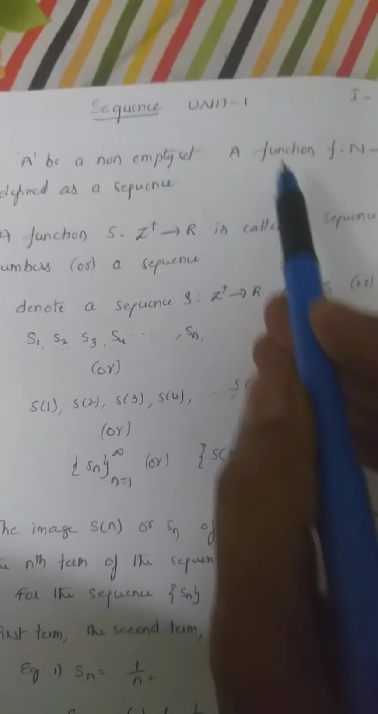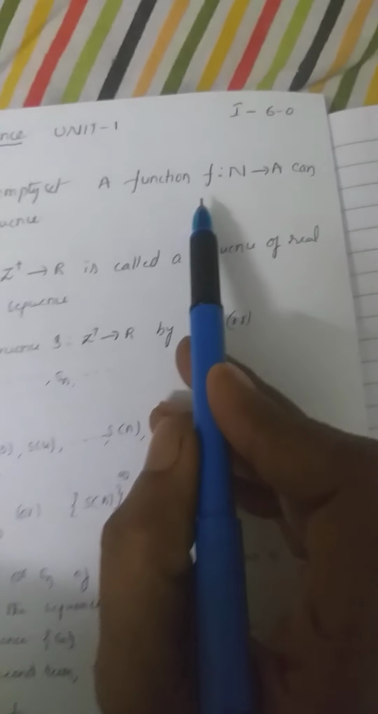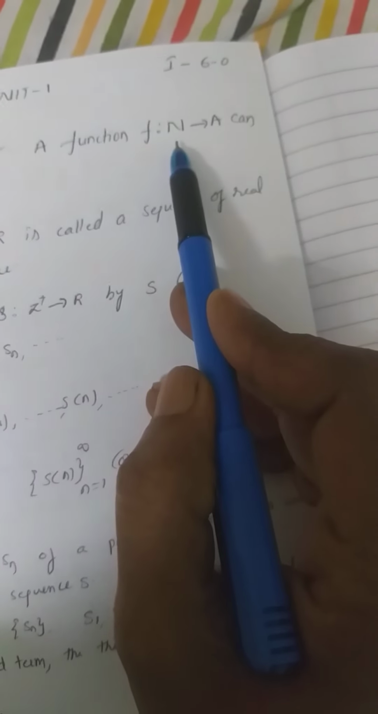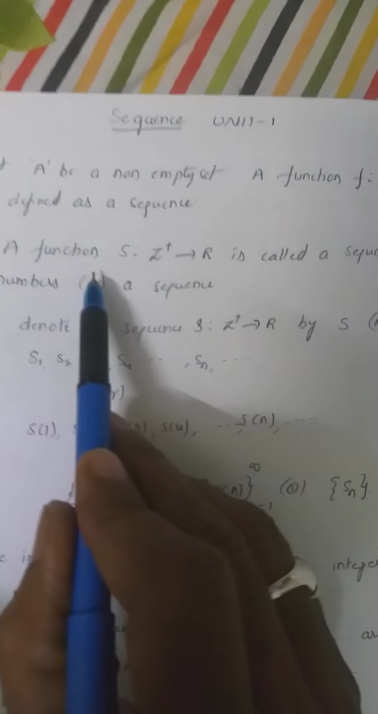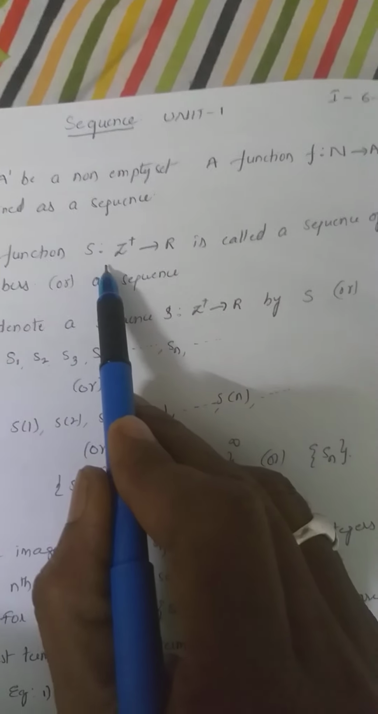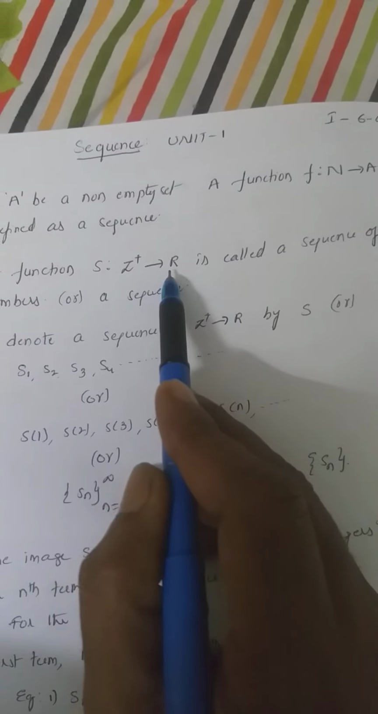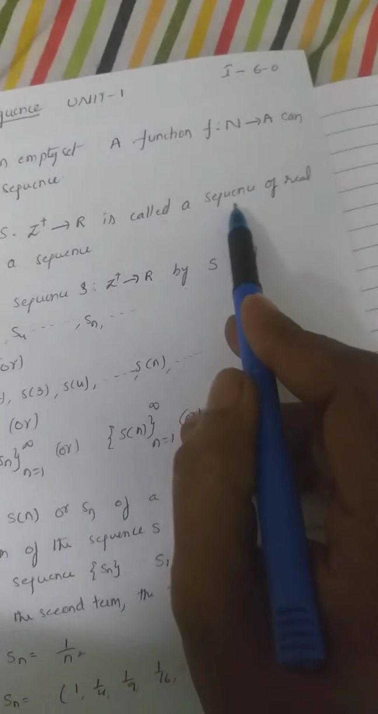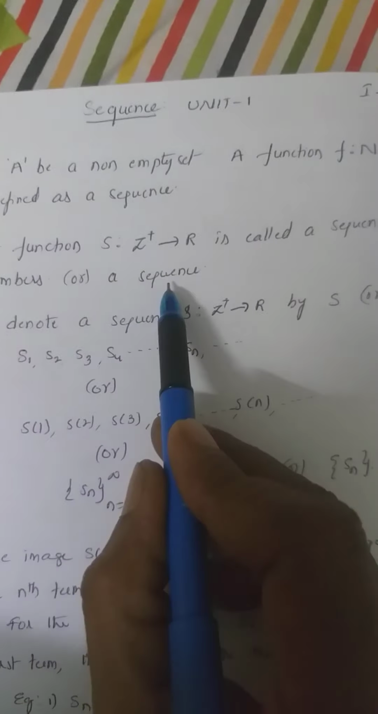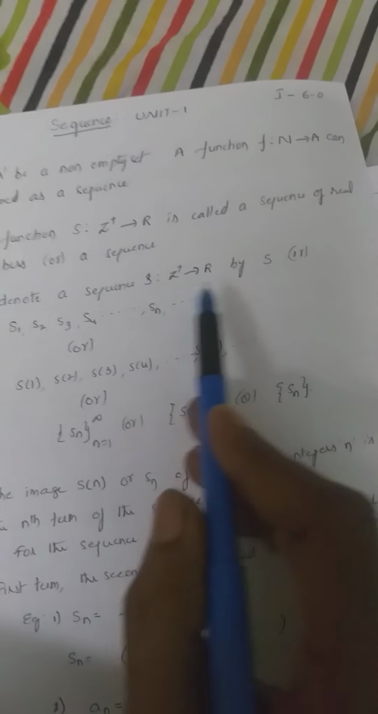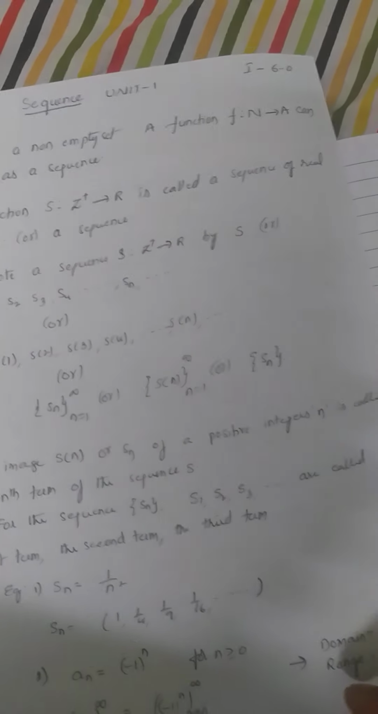Let A be a non-empty set. A function from N to A can be defined as a sequence, where N stands for the set of natural numbers, right? Now, another definition of a sequence: a function s from Z plus, which stands for the set of positive integers, to real numbers is called a sequence of real numbers or simply a sequence. Now, we denote a sequence by these notations.